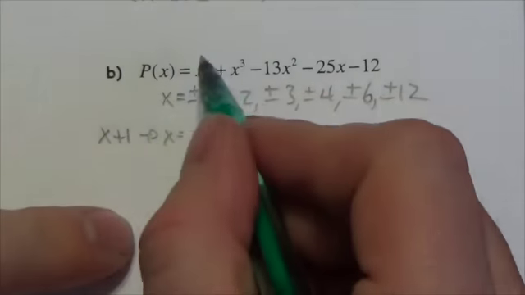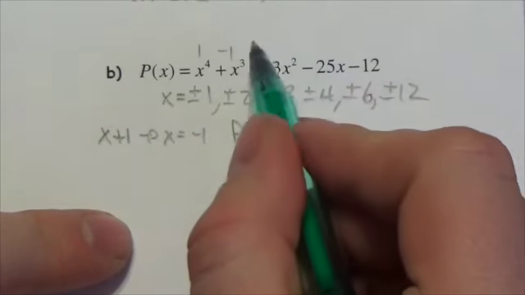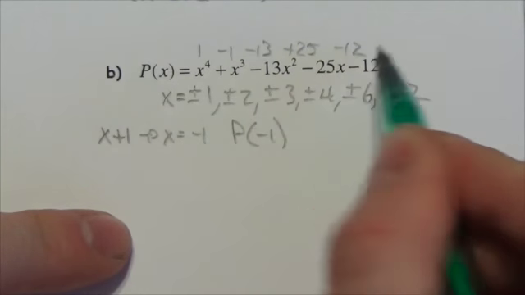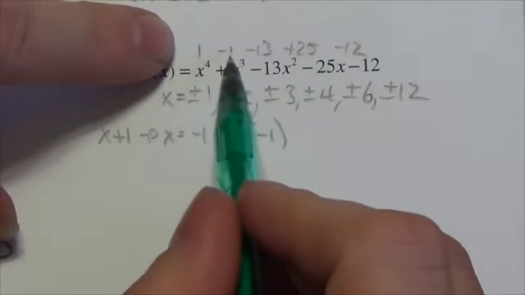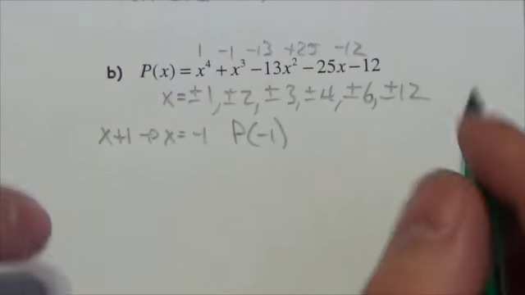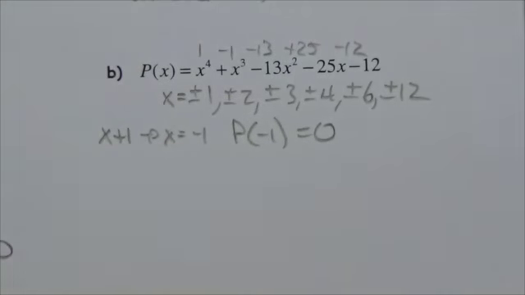If I plug negative 1 into this, it's going to be 1 minus 1 minus 13 plus 25 minus 12. Well, the 1 and the minus 1 cancel, the negative 13, negative 12, or negative 25 plus 25 is 0. So that does equal 0. There it is. I knew that was going to happen here.